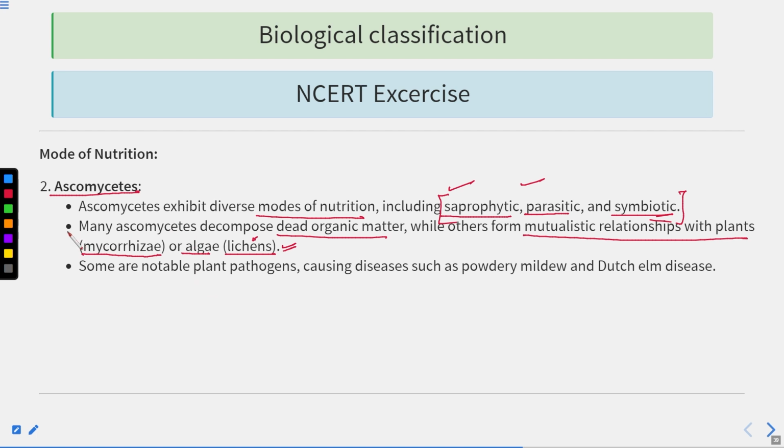So they sometimes make an association with the roots of higher plants. That is called the mycorrhizal association. And sometimes they make the association with algae, making lichens. So this is the symbiotic type of association we can see with the Ascomycetes. Now some are notable plant pathogens, causing diseases such as powdery mildew and Dutch elm disease in plants. So they show the pathogenic mode of nutrition as well.